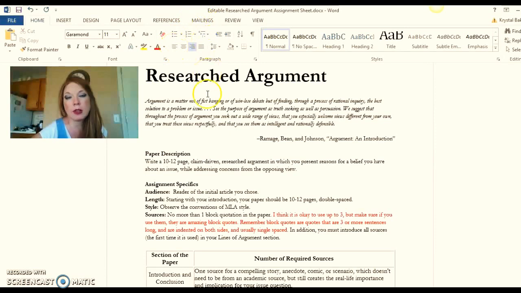Okay, so first of all, it is, as it says here, a 10 to 12 page paper. It's claim driven, and it's a research argument, which means don't just write a really long research paper like maybe you would have in college or in a freshman level writing course. Here at BYU Idaho, a research argument is written in a very specific format. We're trying to teach you specific formats here in this course, and this one's no different. So don't just write me an essay. Don't just write me a research paper. Write me a researched argument.